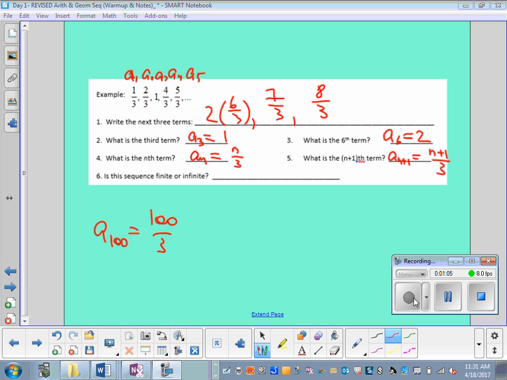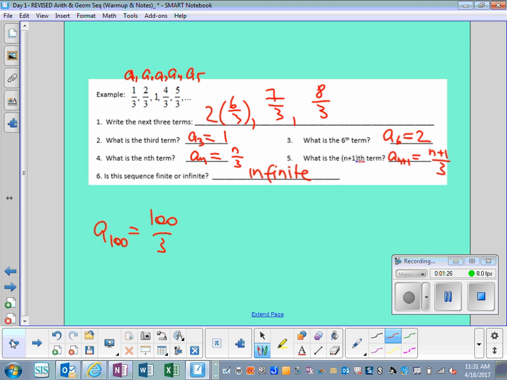Finally, is this sequence finite or infinite? Infinite. Jinx. Because I didn't tell you that it will end at some point. It goes forever and ever unless I specify that n is between some numbers. Okay.